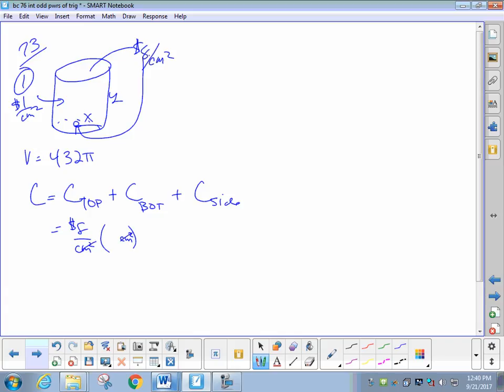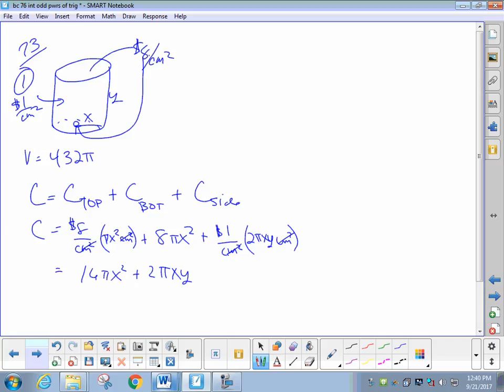What's the square centimeters of the top? Pi x squared. By the same token, 8 pi x squared for the bottom. The cost of the side is $1 per square centimeter. Use the units as your guide. You would need to get rid of square centimeters. What's the cost of the sides, the lateral surface area? 2 pi xy. Are you with me? Okay. If I combine like terms, then I get 16 pi x squared plus 2 pi xy.